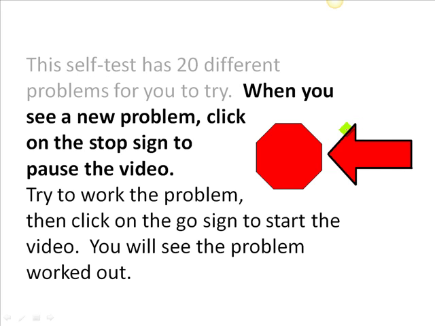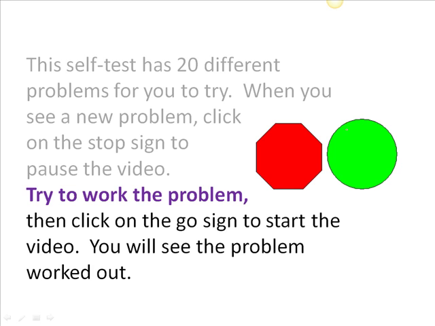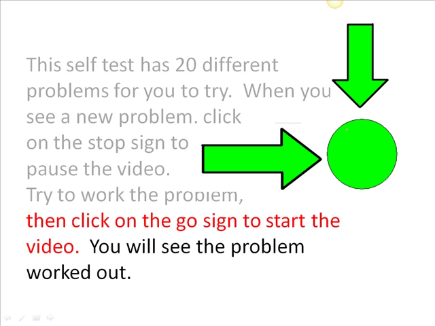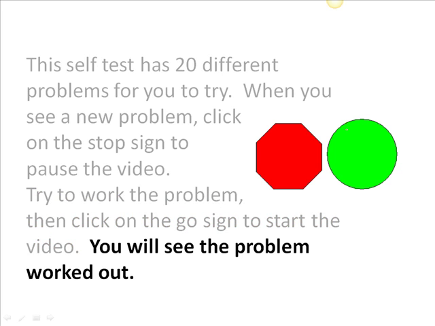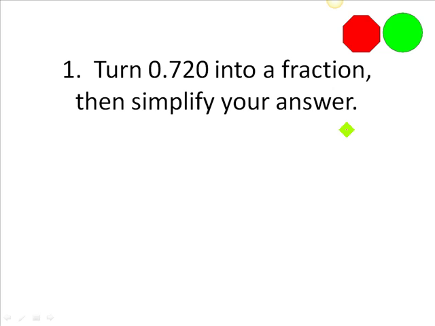When you see a new problem, click on the stop sign to pause the video. Try to work the problem out on a piece of scratch paper or something. Then click on the go sign to start the video, and you'll see the problem worked out. Number 1, turn 0.720 into a fraction, then simplify your answer. Click on the stop sign. Okay, let's see how you did.